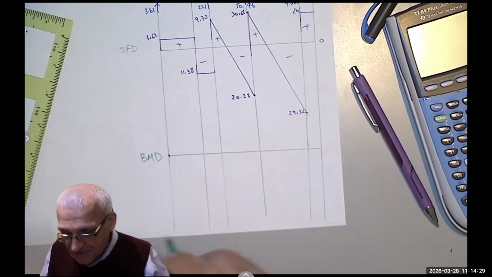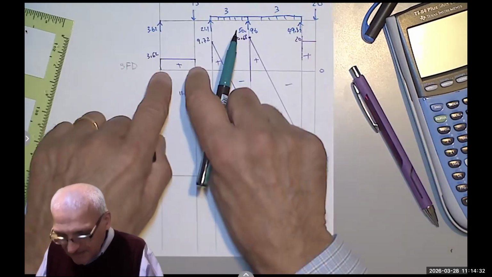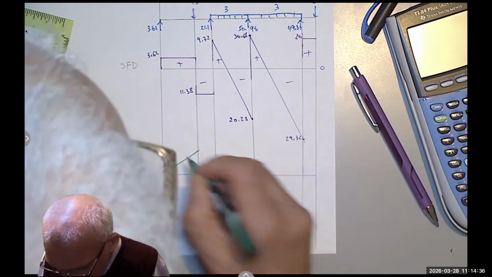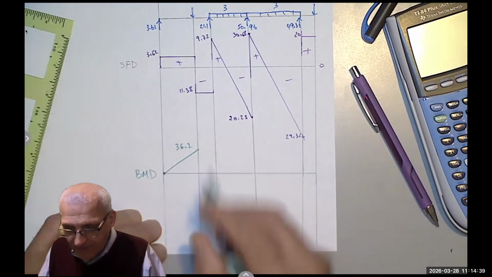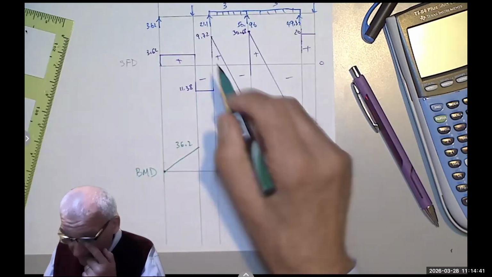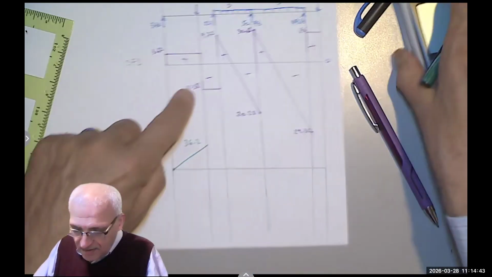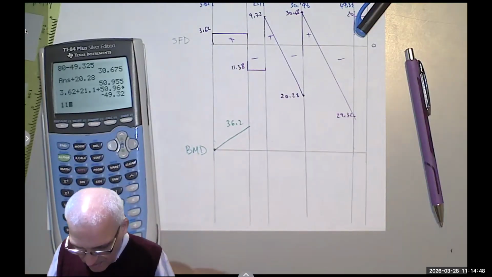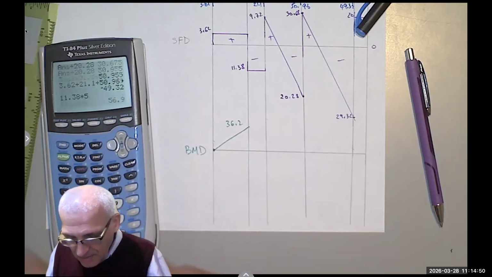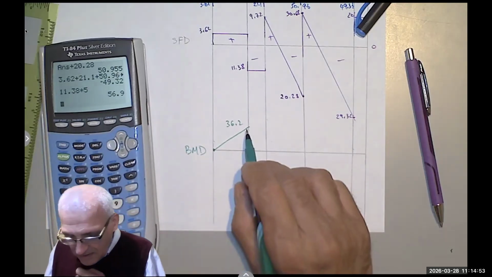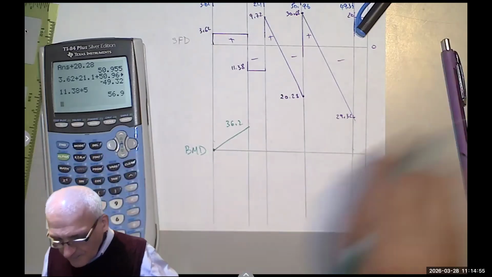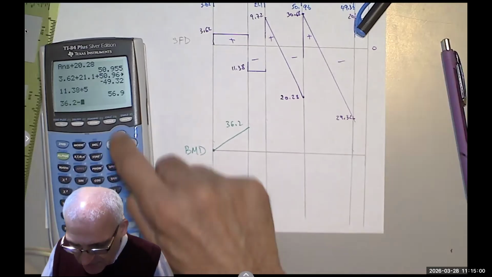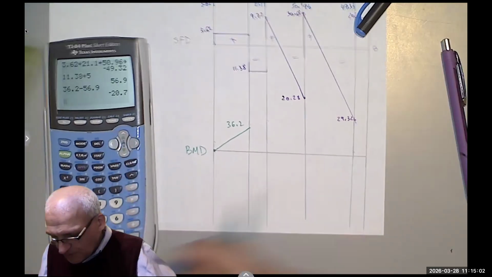I start at 0. This distance is 10, so I will go up linearly to 36.2, times 10. And then I'm going to go down 57.9, 56.9. So 36.2 minus that, of course, will give me 20.7.